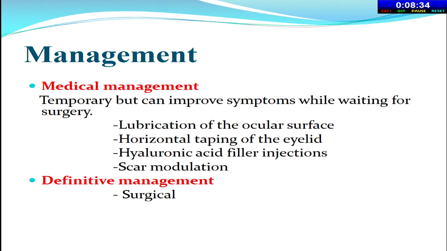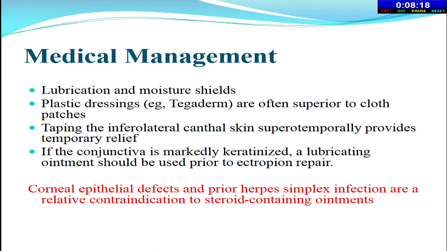Now, coming to the management part, it could be medical as well as the definitive. Medical, initially conservative management, temporary, but can improve symptoms while we wait for the surgery to take place. Lubricating the ocular surface is very important. Horizontal taping of the eyelid, hyaluronic acid filler injections can be done, and scar modulation is the latest. Lubrication and moisture shields are important. Plastic dressings are often superior to cloth patches. Taping the infralateral canthal skin supratemporally provides temporary relief.